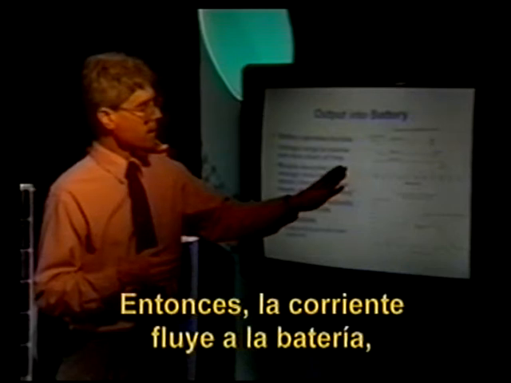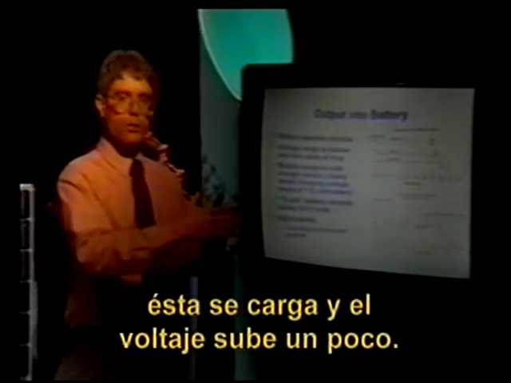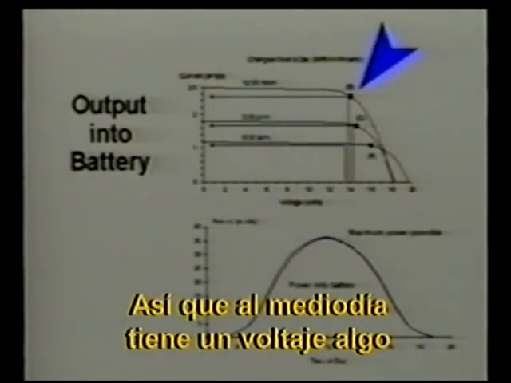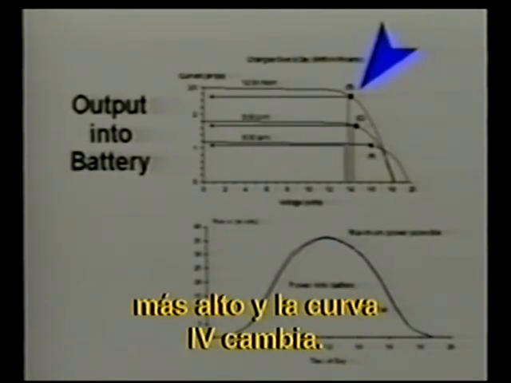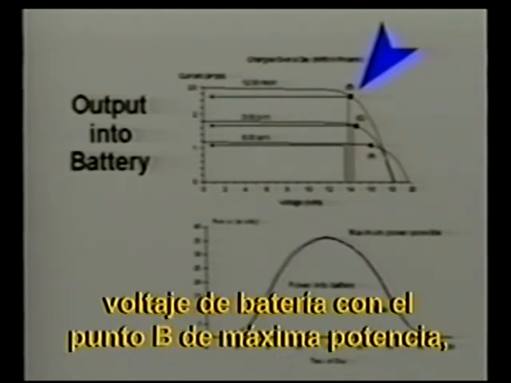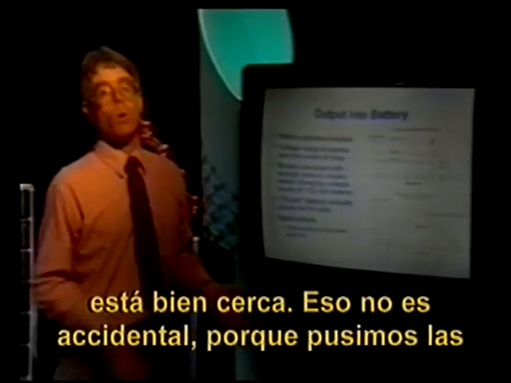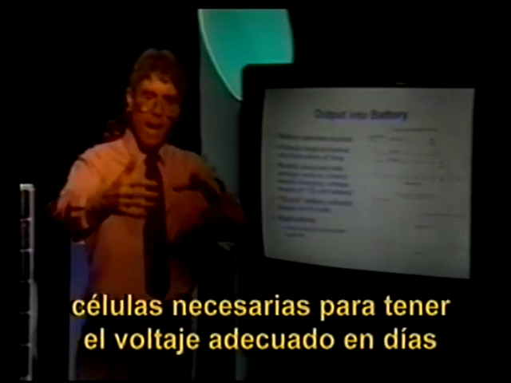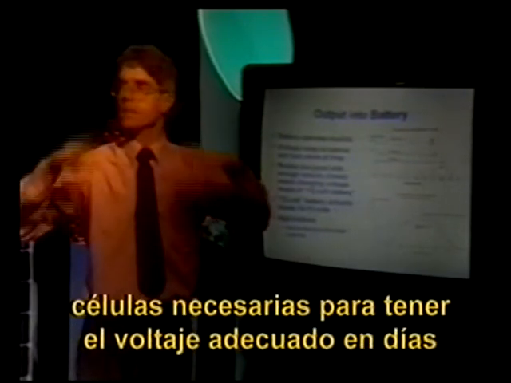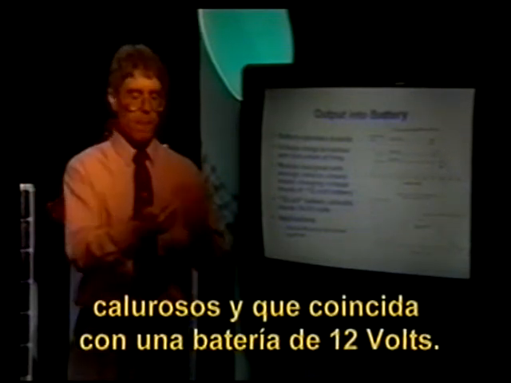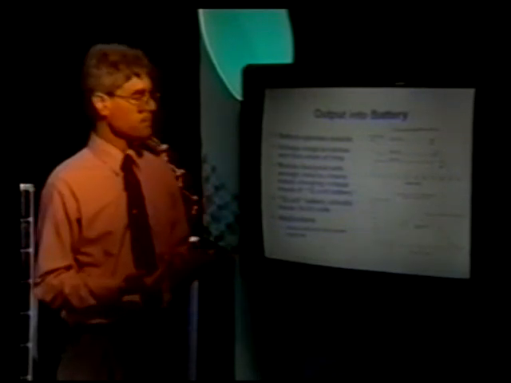During the day, then, current flows into the battery, it gets charged, and its voltage rises slightly. So around noontime, we have a slightly higher voltage, and the IV curve is changed. Notice that the matchup of battery voltage to the max power point, that B point, is real close. That's no accident. We put in the right number of cells so that we would have the right kind of voltage, given typical hot days, to match up to a 12-volt battery. So that matching up is no accident at all.